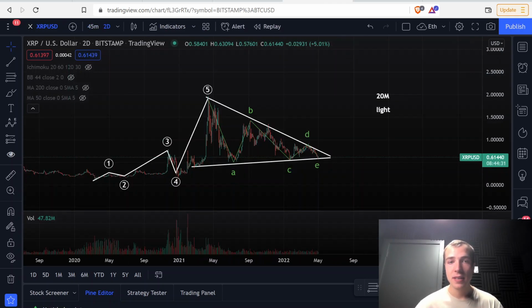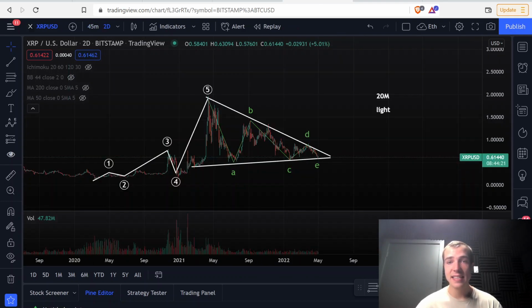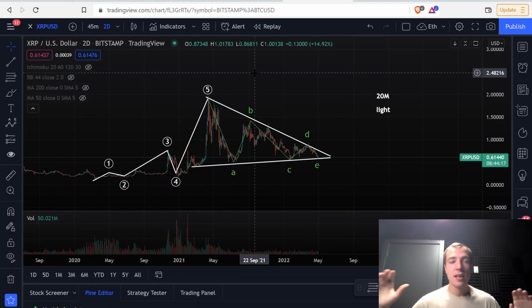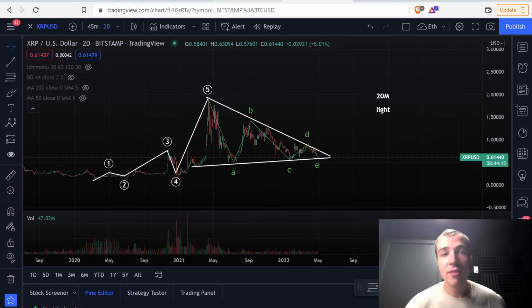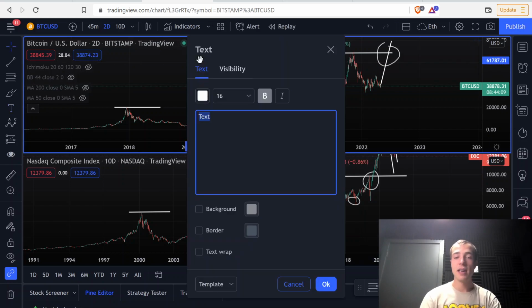Look at XRP. A, B, C, D, E. We're on wave E, just like Ape at $10 before it went to 28. XRP is also very undervalued. Very excited about this coin, very excited about Dogecoin, about Bitcoin, about the crypto markets, you guys. I do see light at the end of the tunnel.